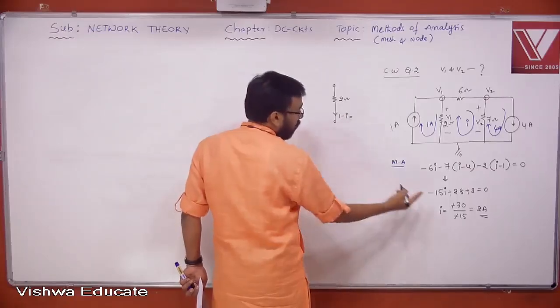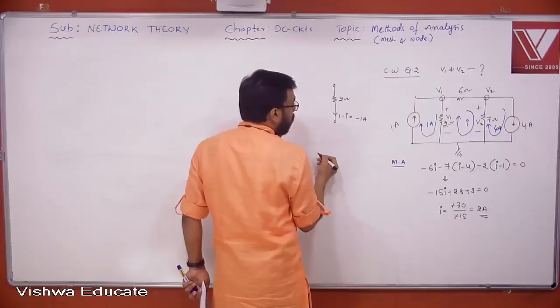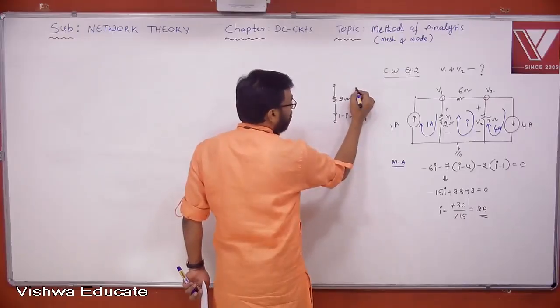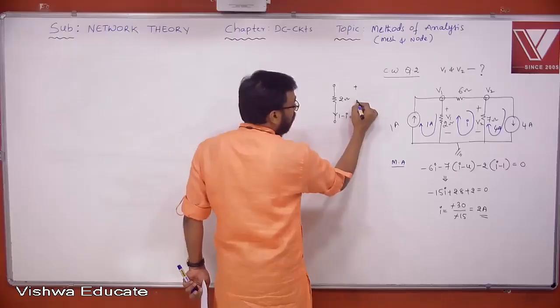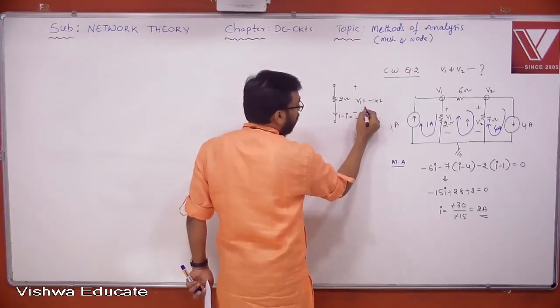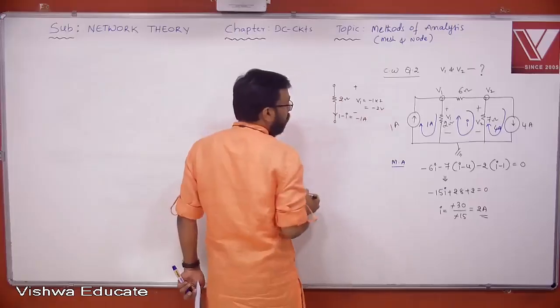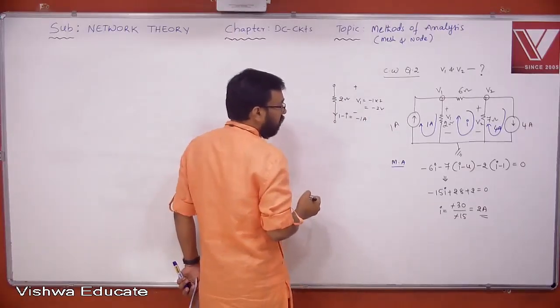What is this 1 minus I? I is 2, so it is minus 1 ampere. Now what is the voltage across it? V1 will be minus 1 into 2, minus 2 volts. Yes or no, all of you?